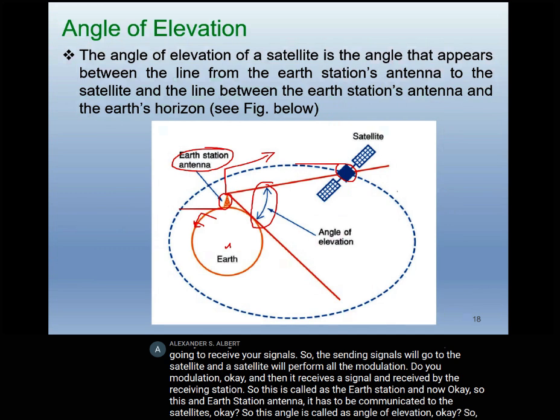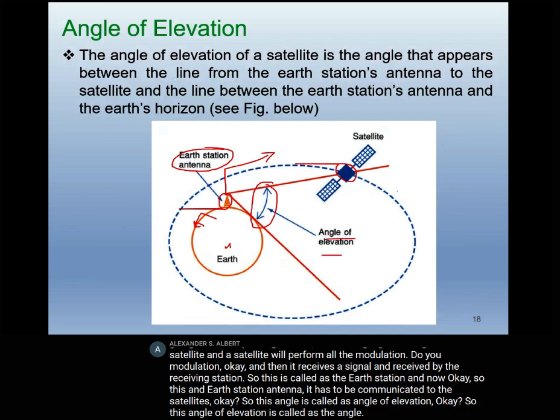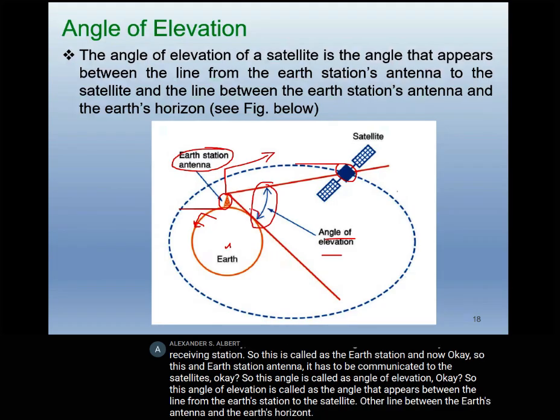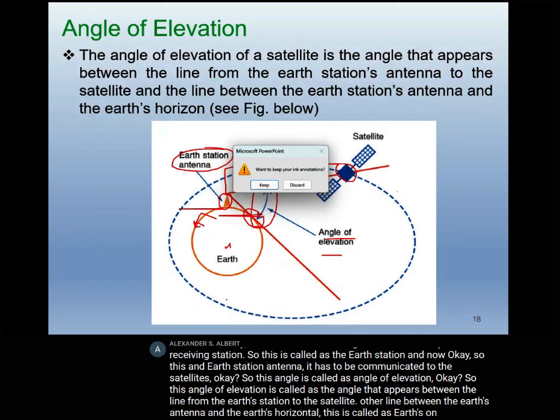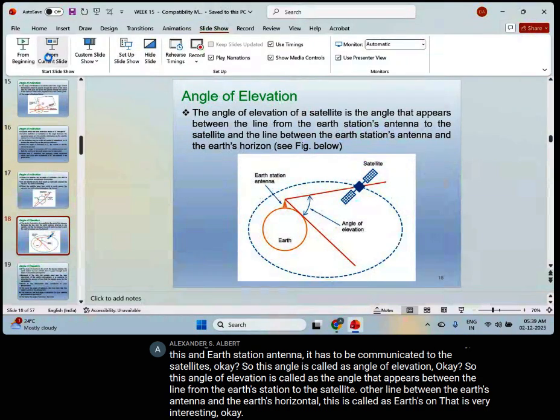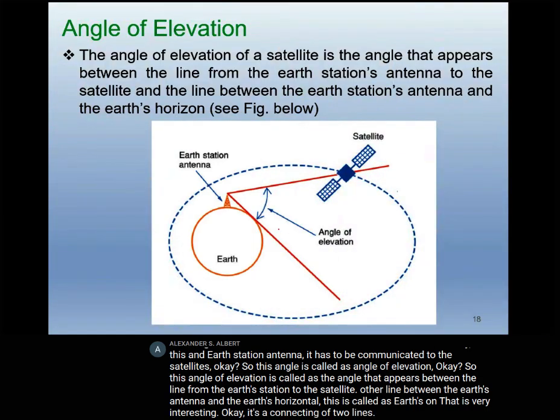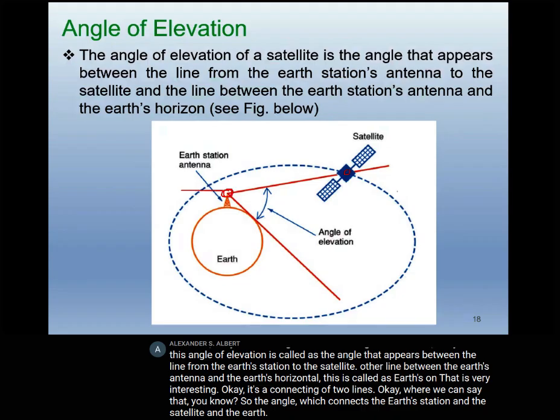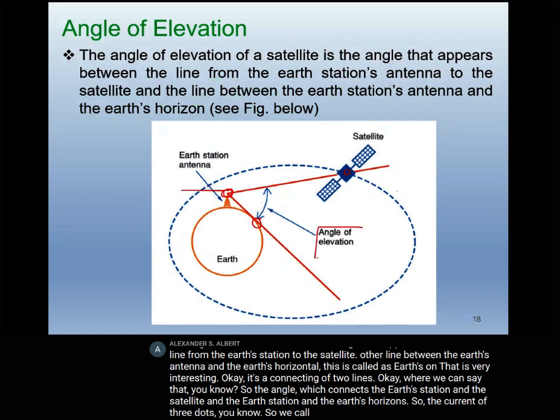Okay, so this angle of elevation is the angle that appears between the line from the Earth station to the satellite and the line between the Earth station antenna and the Earth's horizon. This is called the Earth's horizon. That is very interesting. It is the connecting of two lines, the angle which connects the Earth station and the satellite, and the Earth station and the Earth's horizon. This is the horizon. So it is the connecting of three points. We call that the angle of elevation.